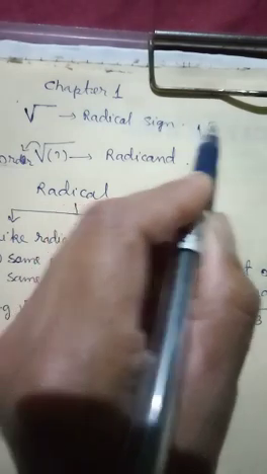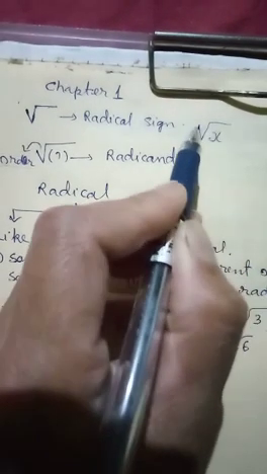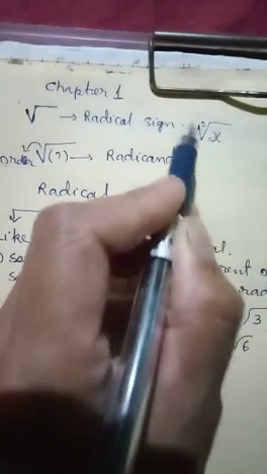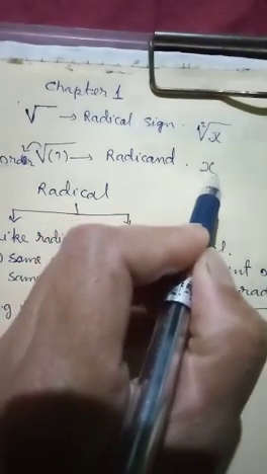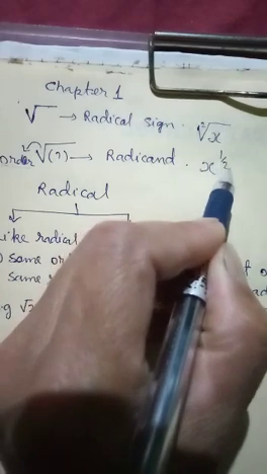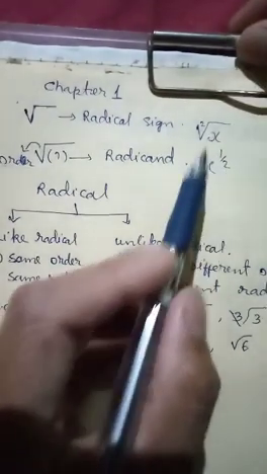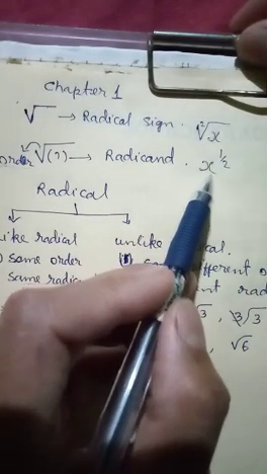I may write it like that, root x. When there is no order here, it means 2. This is the radical form. If I write it in exponential form, it will become x to the power 1 by 2. So remember, the value of this radical is 1 by 2. The one which you write inside, we call the radicand.